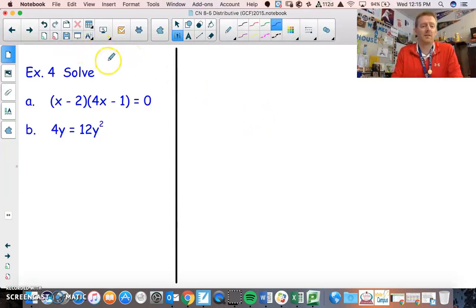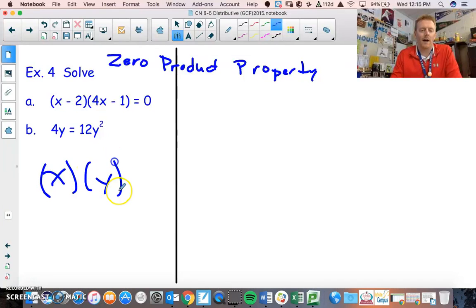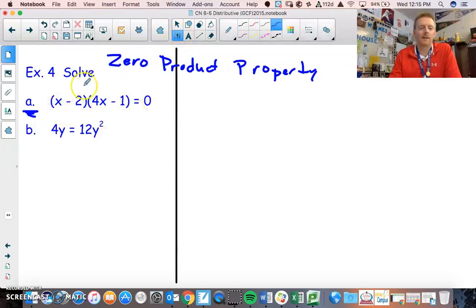There's something called the zero product property, and we learned about this earlier. What it means is that if I have two numbers, like maybe x times y equals 0, then one or both of these numbers has to be 0 for the answer to be 0. So what we do in situations like in example A is we take and we set both of them to be equal to 0. So this is the most basic type of problem.